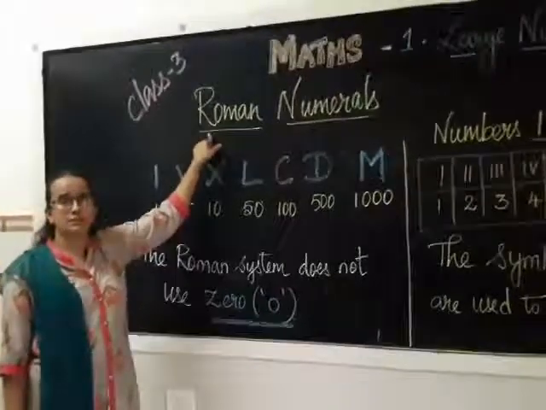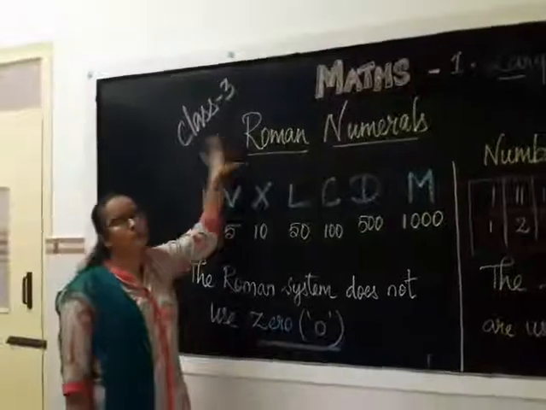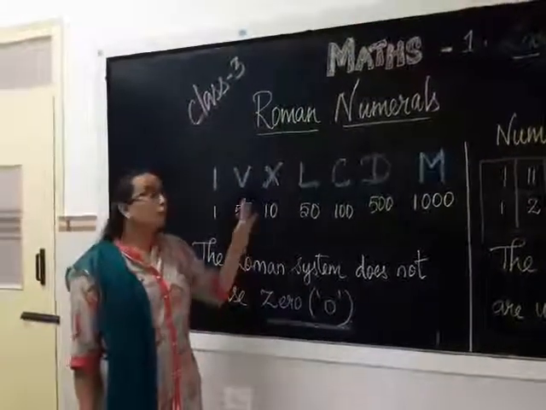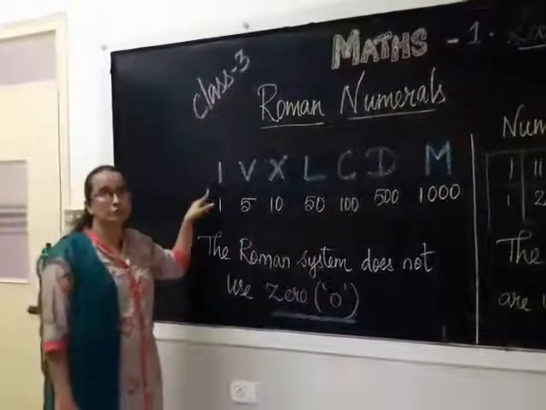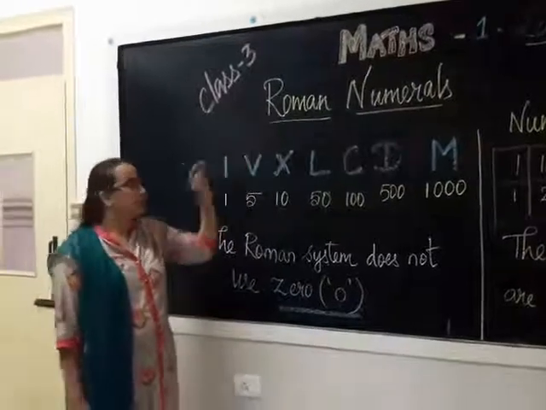Okay children. Now I am going to teach you about Roman numerals. This Roman numerals, it is new for you. You have to listen very carefully. Roman numerals means nothing but the numbers used by Romans. Romans use mostly 7 letters for the Roman numerals. How do they form the numbers?